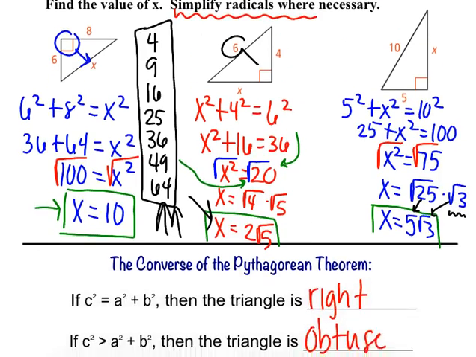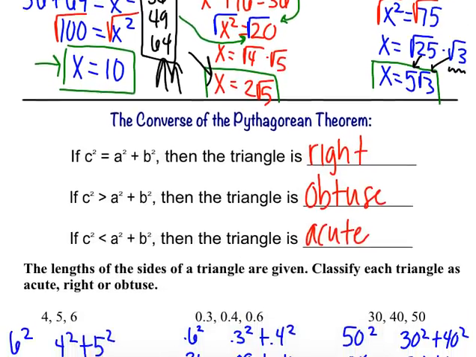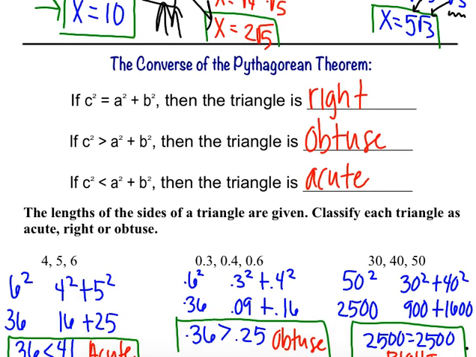Okay, scrolling down here. The converse of the Pythagorean theorem. If c squared equals a squared plus b squared, then obviously it's a right triangle. If c squared is greater than a squared plus b squared, then it's obtuse. And if c squared is less than a squared plus b squared, then the triangle is acute.